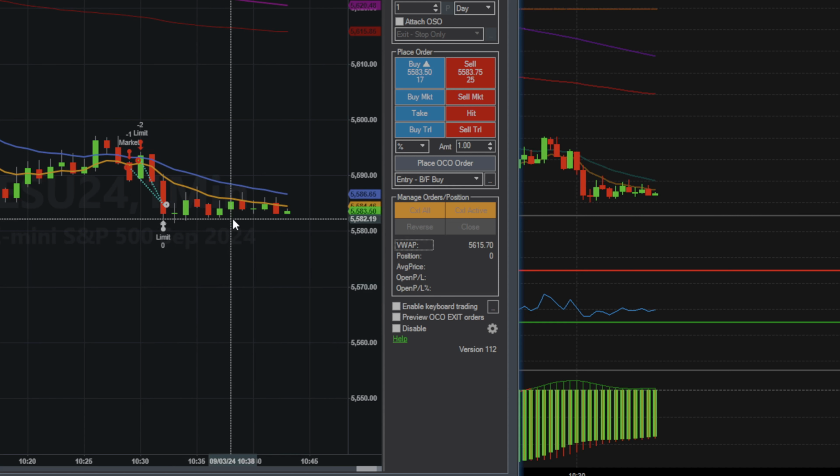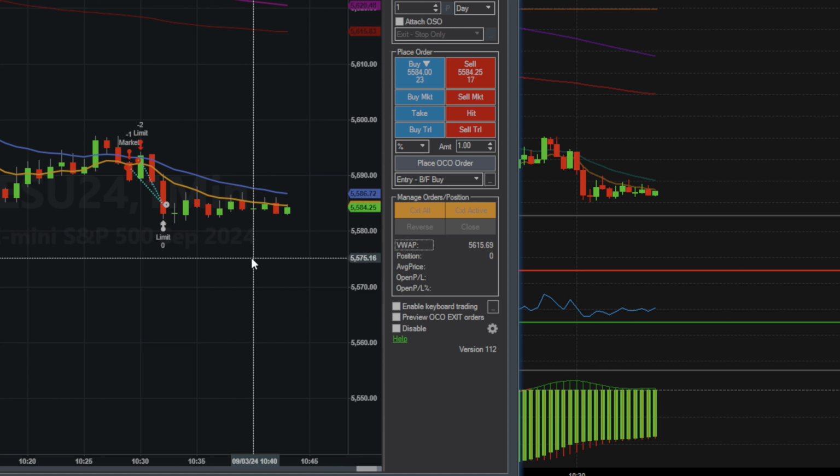Looks like there's a shelf here, like a lot of support. But 1042 here. Again, I'm up 737.50 on the day, 733 after commissions.